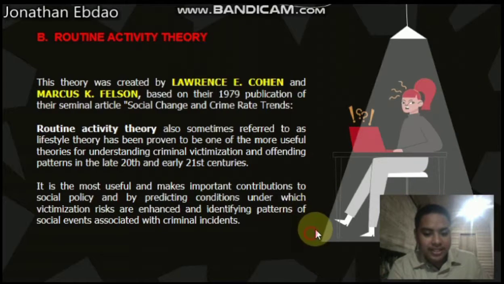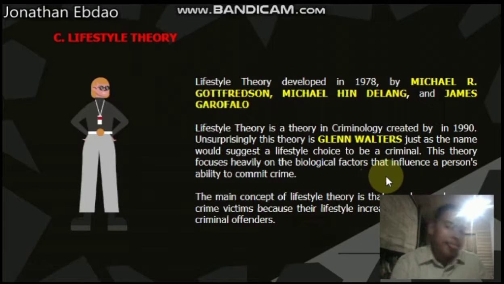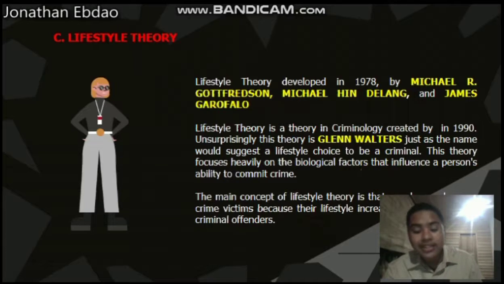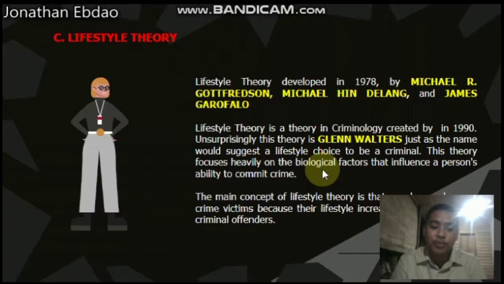The next one is the lifestyle theory. Lifestyle theory was developed in 1978 by Michael R. Hindelang, Michael Gottfredson, and James Garofalo. Lifestyle theory is also a theory in criminology created in 1990 by Glenn Walters, which, just as the name would suggest, involves a lifestyle choice to be a criminal. This theory focuses heavily on the biological factors that influence a person's ability to commit crime.